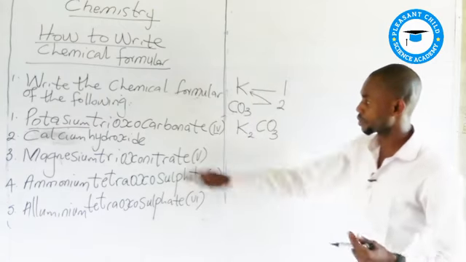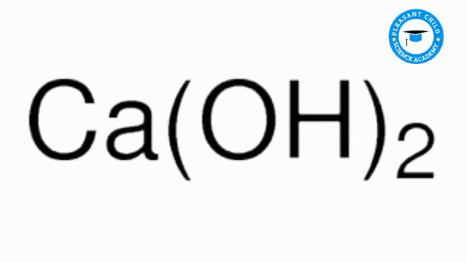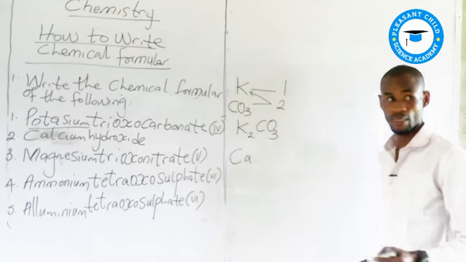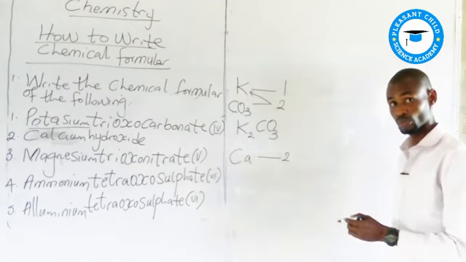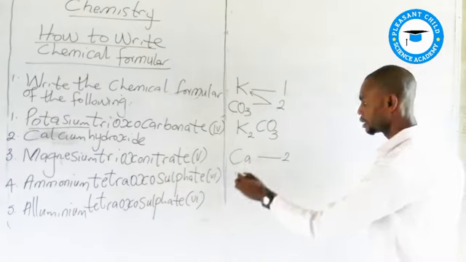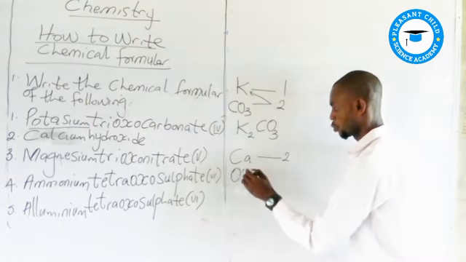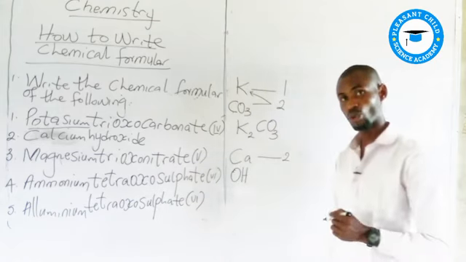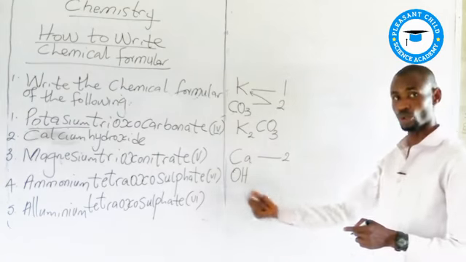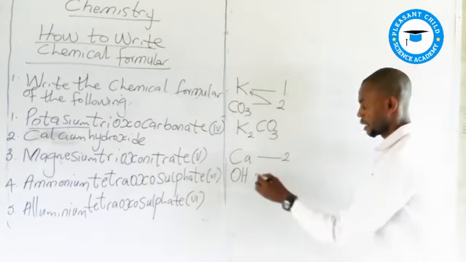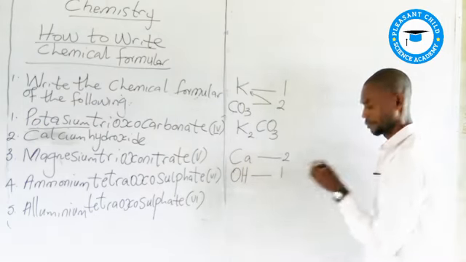Now let's consider that of calcium hydroxide. You know the symbol of calcium, that calcium is Ca. And what is the valency of calcium? The valency of calcium is 2. Are we together, please? Then this hydroxide is also a radical, and it is OH. That hydroxide is called OH. That's the radical. And then what's the valency of that OH? The valency of that OH is 1.